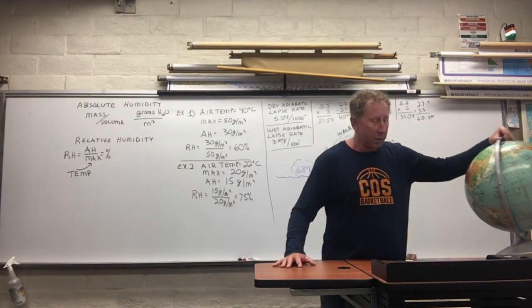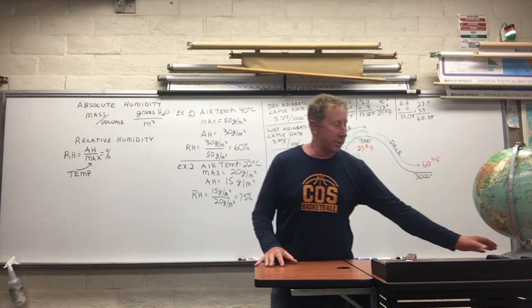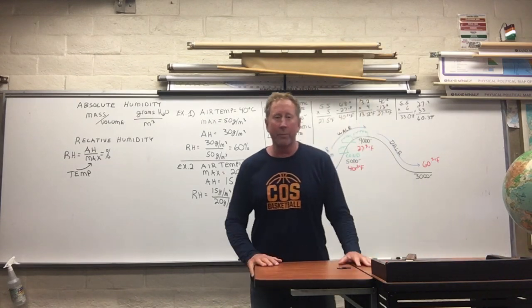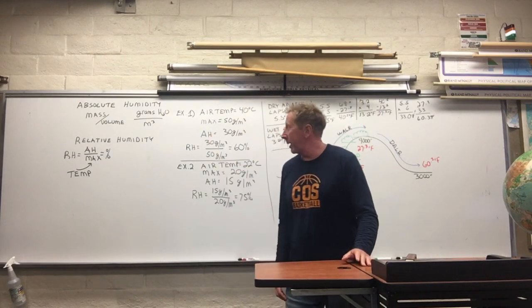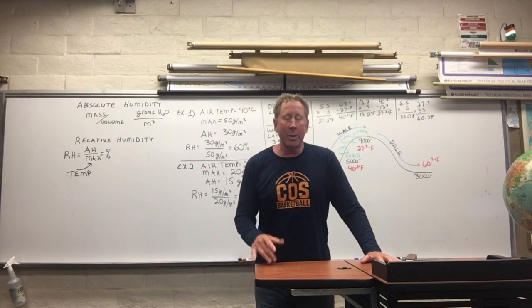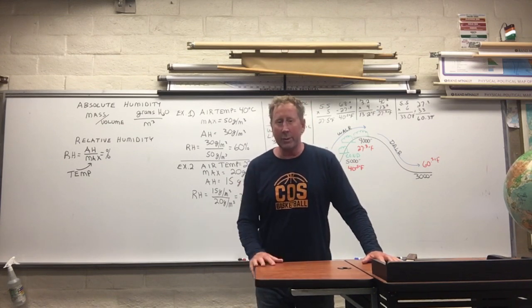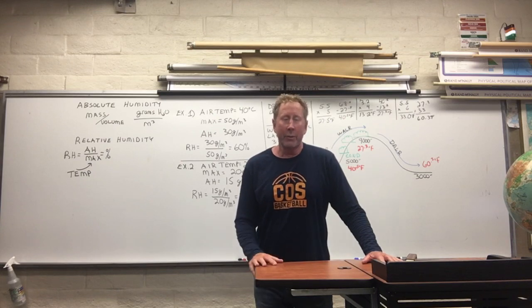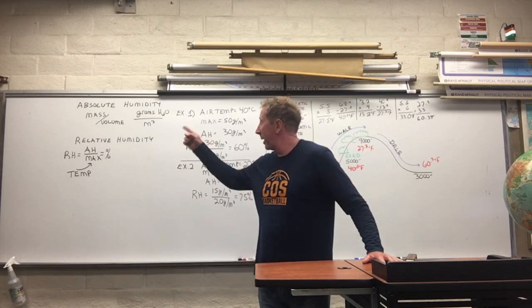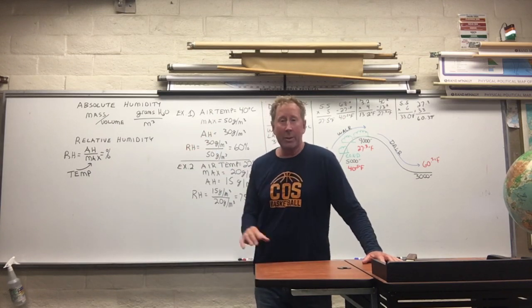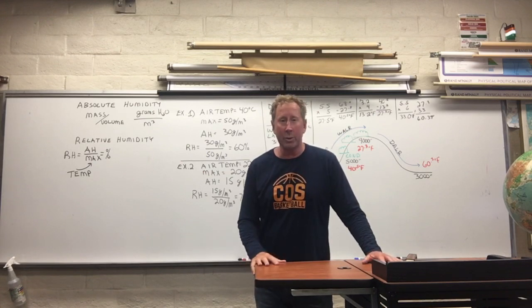All right. So let's get started on this. Let me get the globe out of the way so you can see the board. Okay, first of all, absolute humidity. That measures the amount of water vapor in the air. Water vapor is moisture in the air. It's humidity. So absolute humidity is measured mass over volume. The mass is grams of water vapor. The volume is a cubic meter.